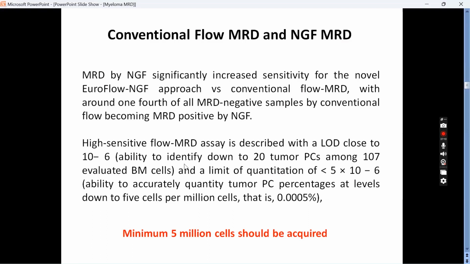Okay, so a high sensitivity flow MRD assay is described with an LOD, which is the limit of detection, close to 10 to the power of -6. That is the ability to identify down to 20 plasma cells among 10 to the power of 7, that is 10 million evaluated bone marrow cells. So this is called LOD. I'll tell you all these things, don't worry. And a limit of quantification of around less than 5 into 10 to the power of -6. This slide, I'll tell you what LOD and LOQ are at the end of the lecture, so don't worry about that.